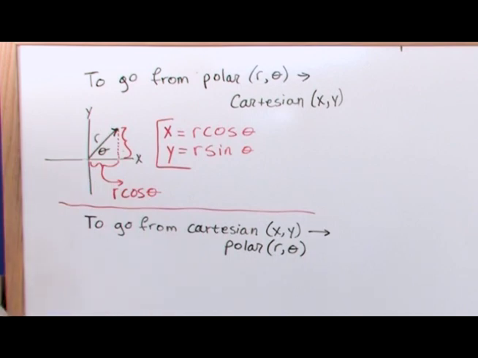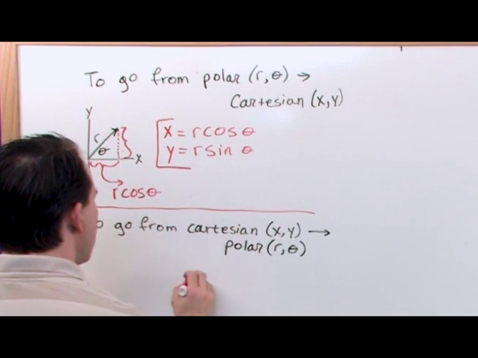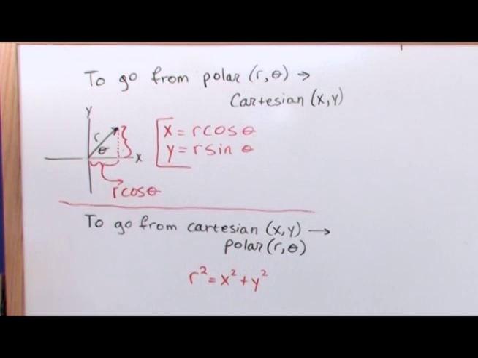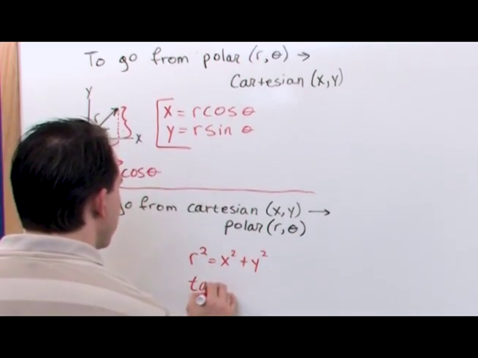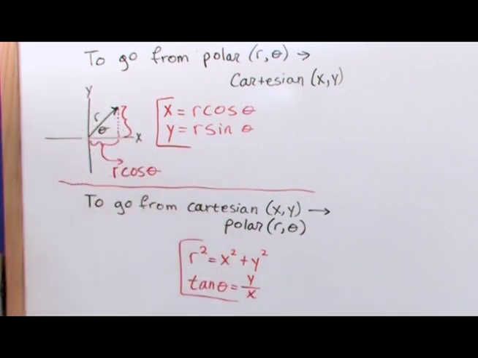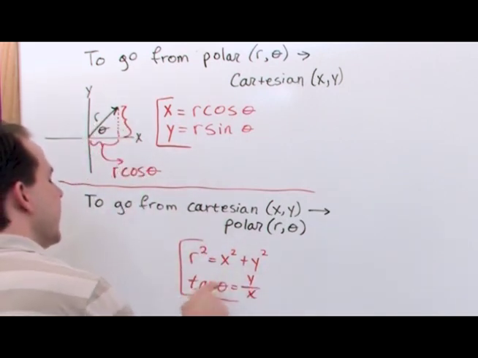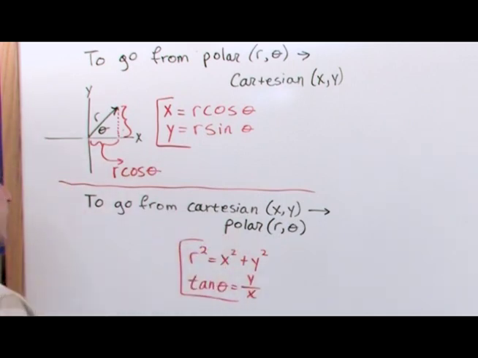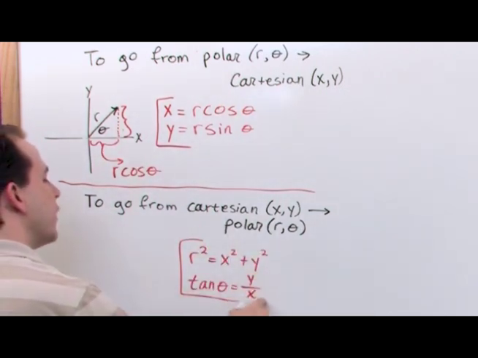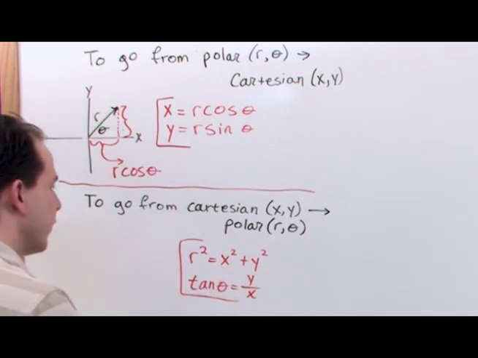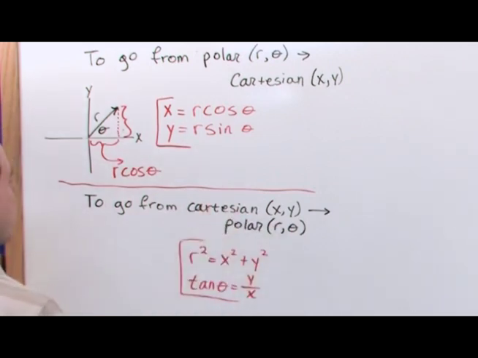The way you do that is you just have to remember the following. r squared is equal to x squared plus y squared, and the tangent of theta is equal to y over x. This is how you convert. Given x and y, I plug in x squared plus y squared to get r squared, then take the square root to get r. Then I divide y by x, which equals the tangent of theta, and take the arctan, or inverse tan, to get the theta I need in polar coordinates.